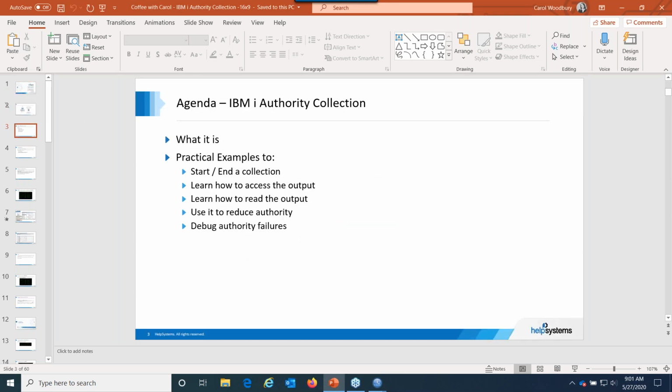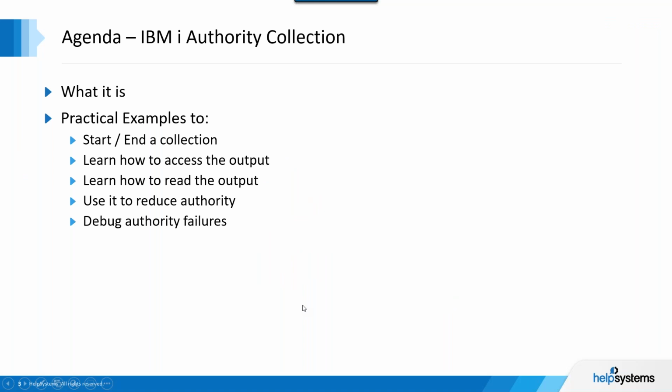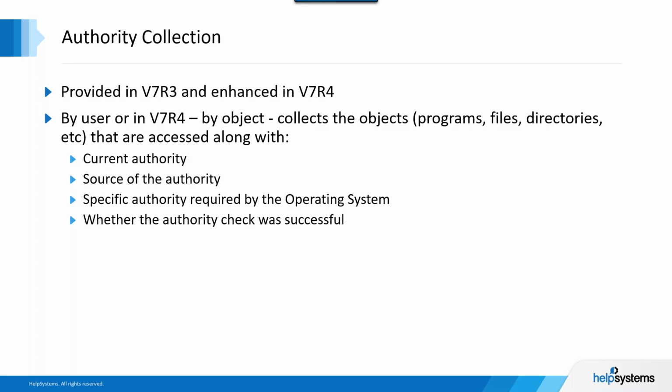All right, so let me get in presentation mode here. So we're going to talk about what the authority collection actually is, and then we'll talk through some practical examples on starting and ending it, how to access the output, most of all, how to learn to read the output, how to use it in practical ways, like to reduce authority, and then it's also good for debugging authority failures. So we'll go through examples of all of that.